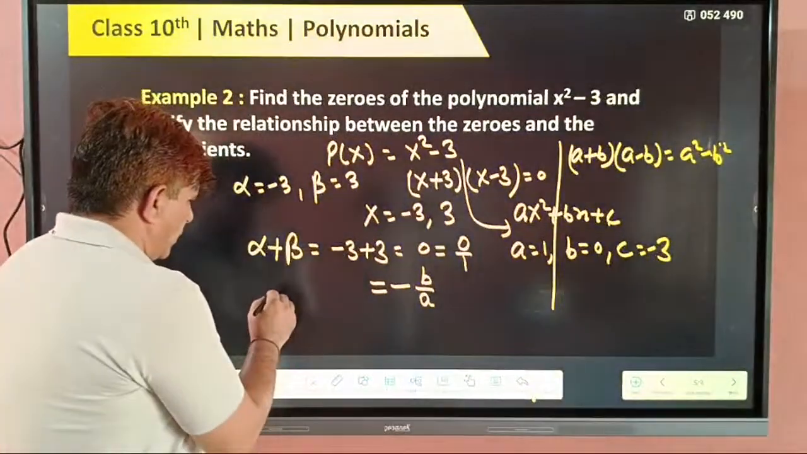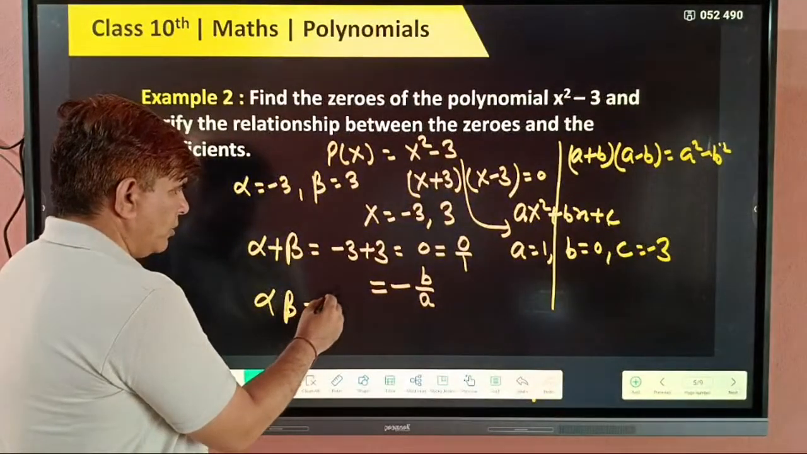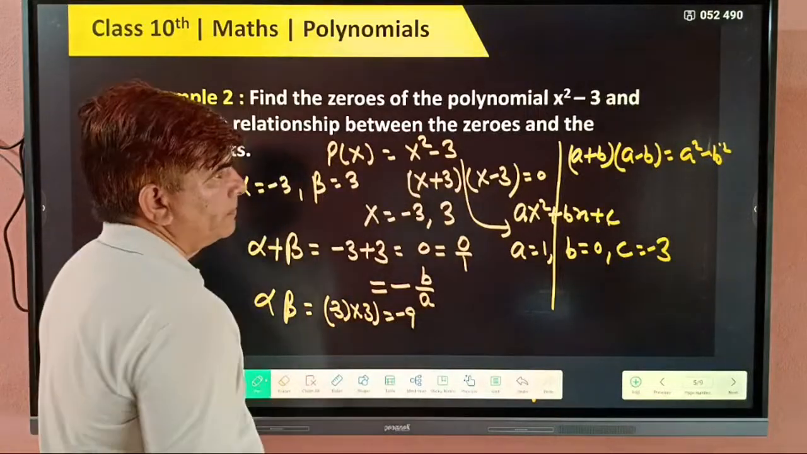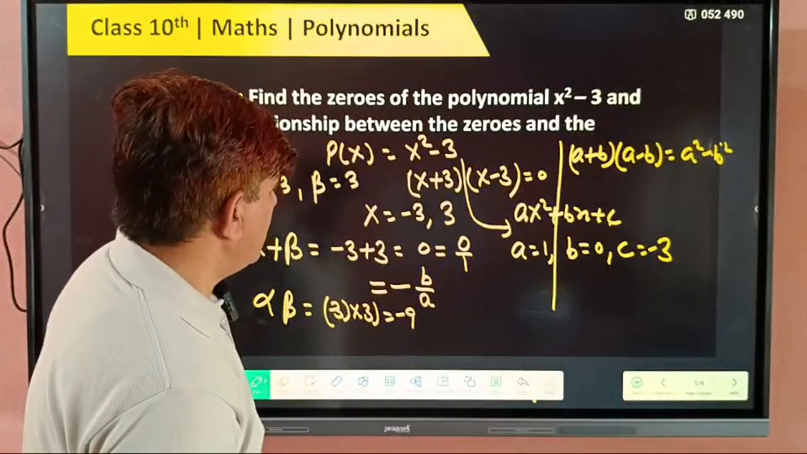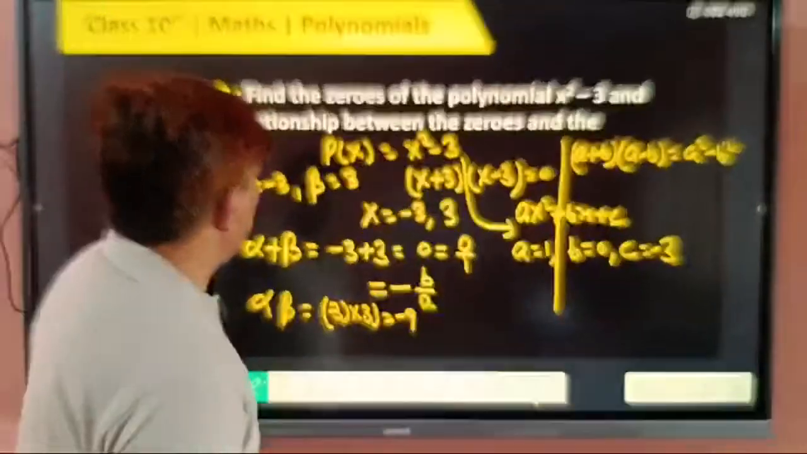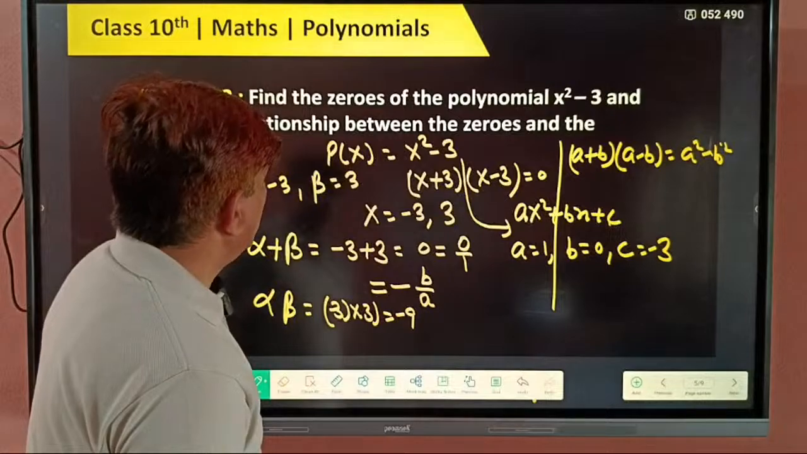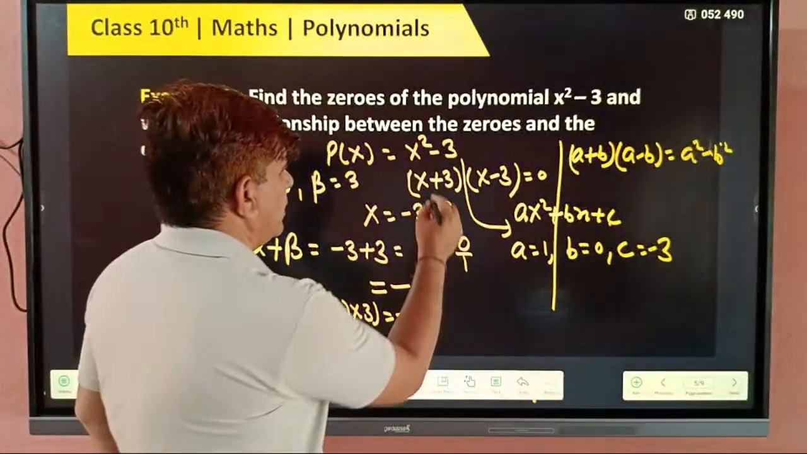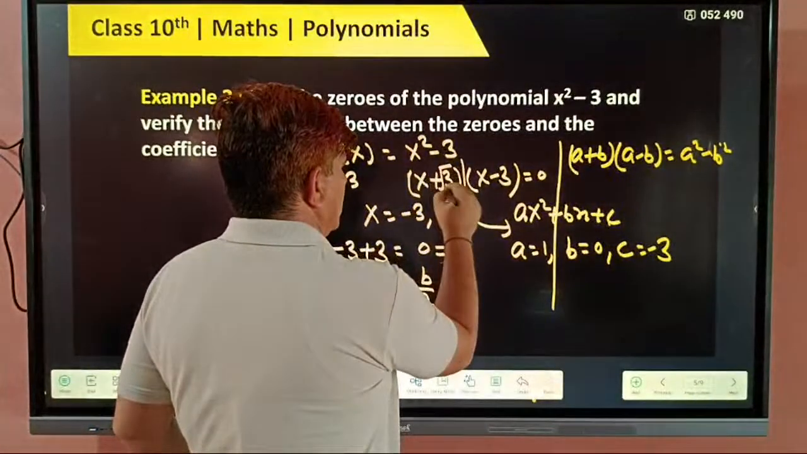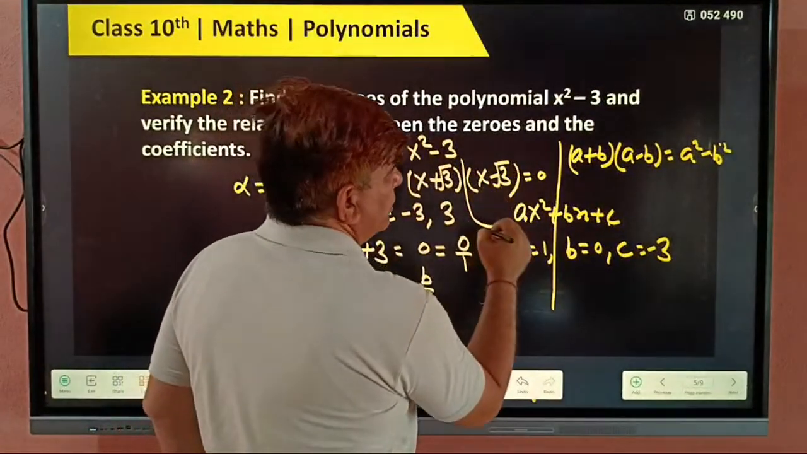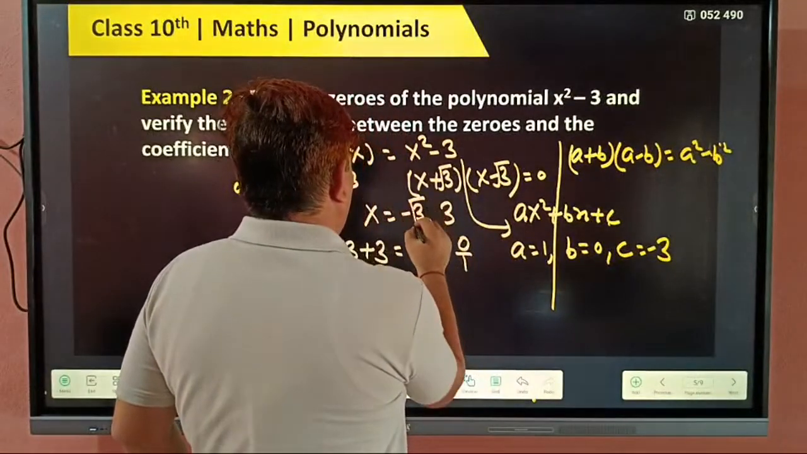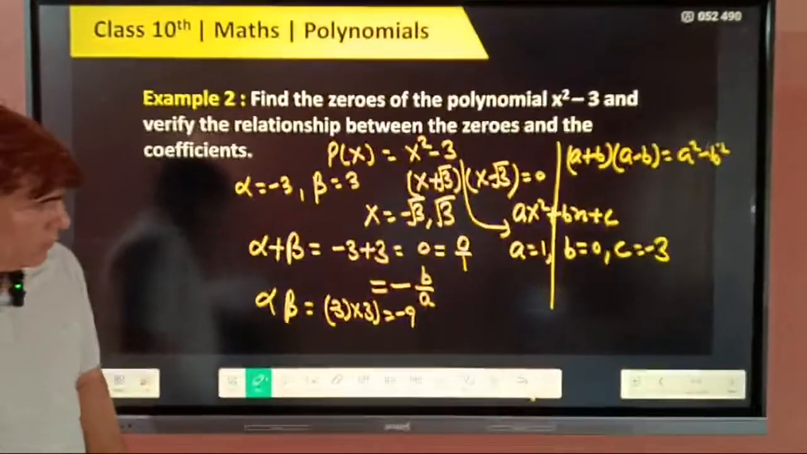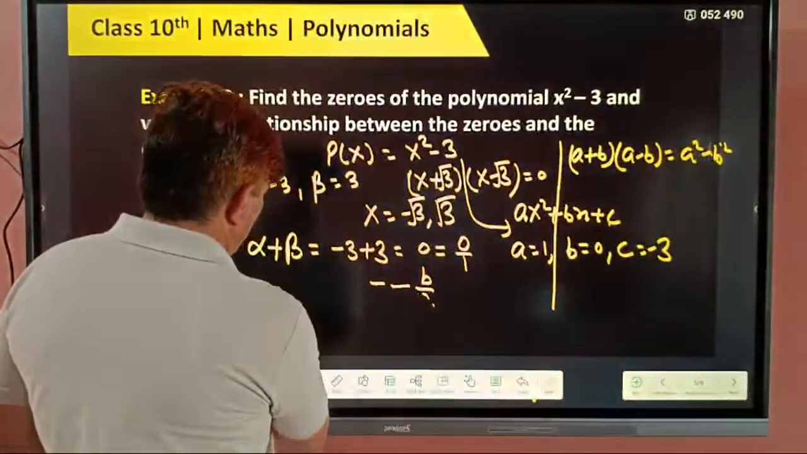Understood? What's their product? Alpha beta is equal to 3 minus 3 into 3 is equal to minus 9. What's coming? Minus 9. Coming or not? Minus 3 into 3. What's coming? Sorry, there is a problem here. Sorry for that. This is under root. This also comes under the root. So here also it comes under the root. This also comes under the root. Again, I want to tell from here. So some mistake is there.